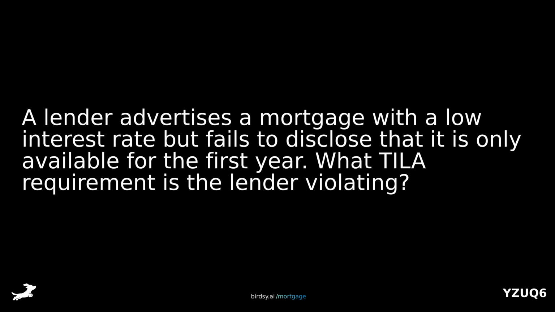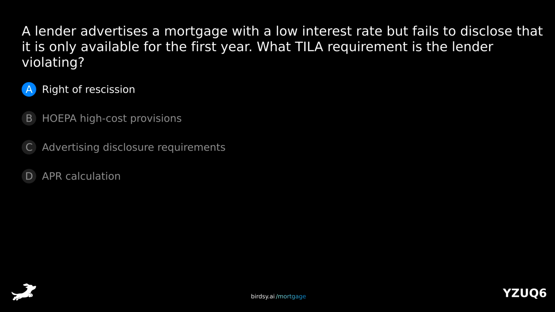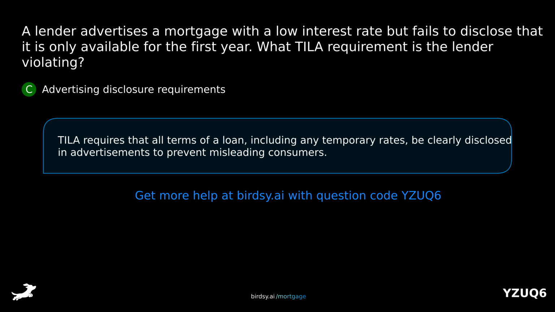A lender advertises a mortgage with a low interest rate but fails to disclose that it is only available for the first year. What TILA requirement is the lender violating? Is it A, right of rescission, B, HOEPA high-cost provisions, C, advertising disclosure requirements, or D, APR calculation? The answer is C, advertising disclosure requirements. TILA requires that all terms of a loan, including any temporary rates, be clearly disclosed in advertisements to prevent misleading consumers.